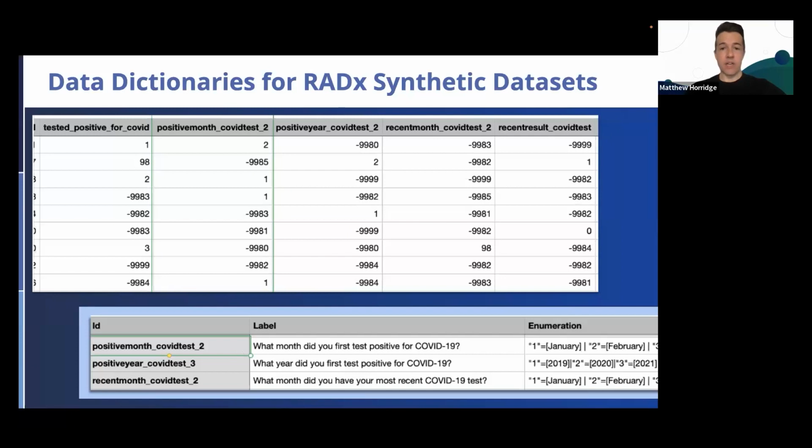If you take a look at the row directly below the header, you can see the variable name positive month COVID test 2, and you can see a presentation label for this variable. That is, what month did you first test positive for COVID? And then in the next column, there's a map of integer values to strings that specify the meanings of the possible values. There's other details that a data dictionary provides, quite a few details that I don't have time to go into, but if you end up using the synthetic metadata set or you access data in the RADx Data Hub, you have this data dictionary specification that explains all of these details. Next slide, please.